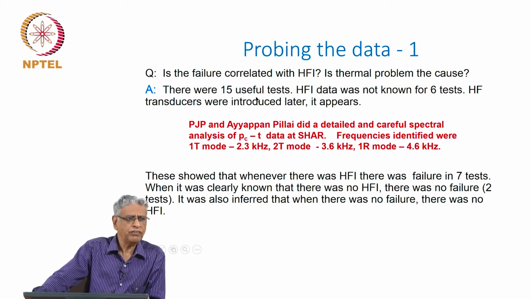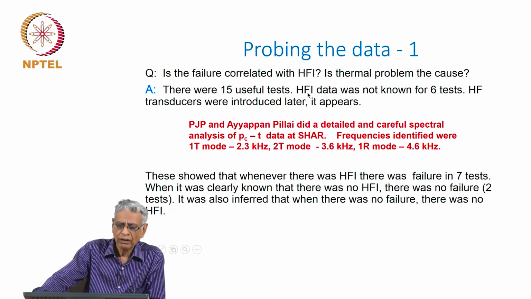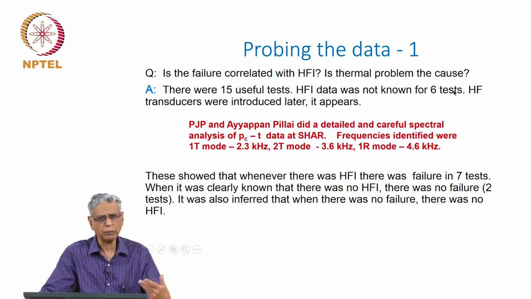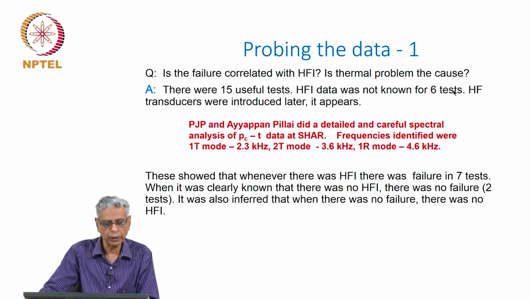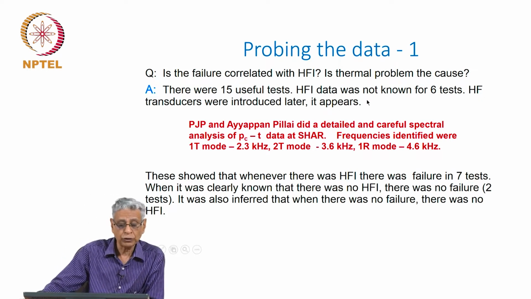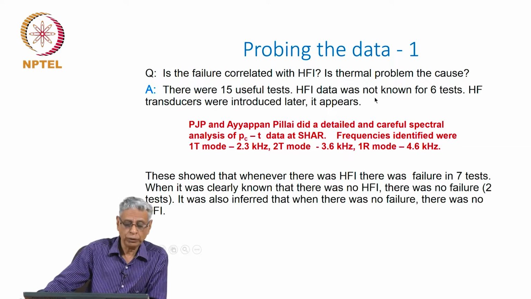There were essentially 15 useful tests at that time. The high frequency instability data was not known for 6 tests. These were periods of inception, and not much instrumentation was put together. High frequency transducers were introduced later, it seems.